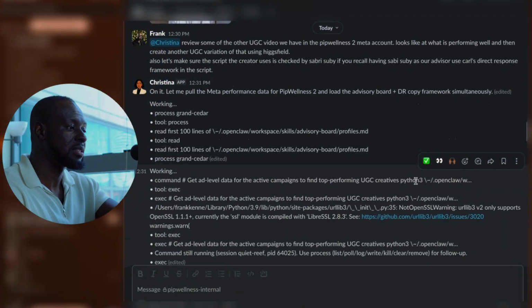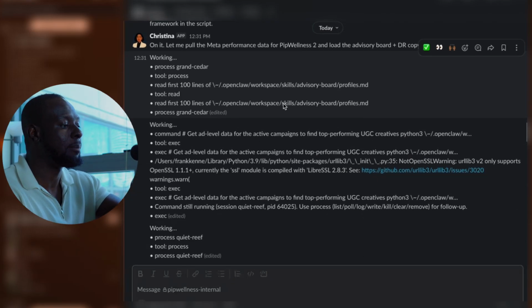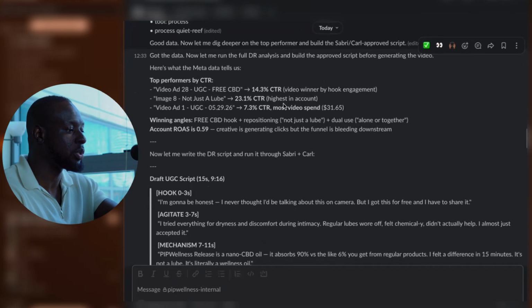That's an add-on, guys. This is something that you guys can do as well. Any form of copy or framework, anything regarding marketing, we run it across both of them, right? That's what I told her to do: look at our winners, create other variations, and make sure you run it by both Cyber and Carl. And that's exactly what she did.